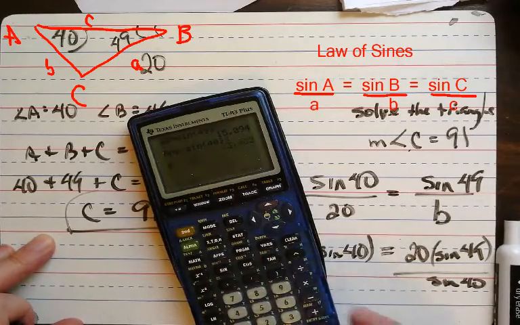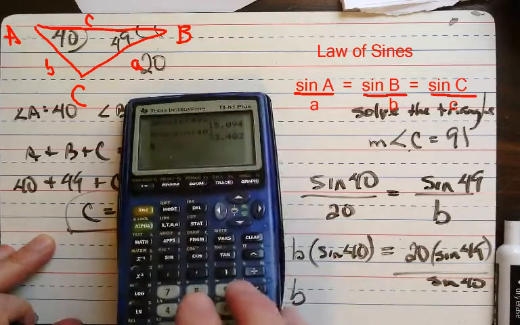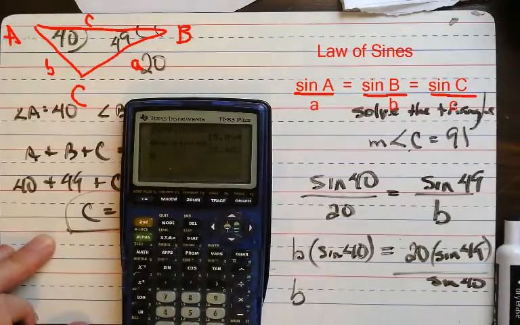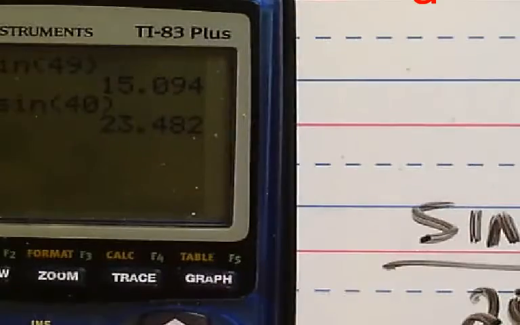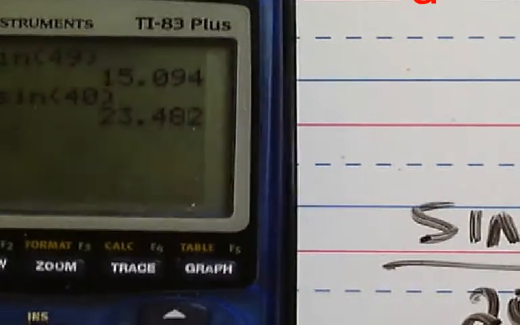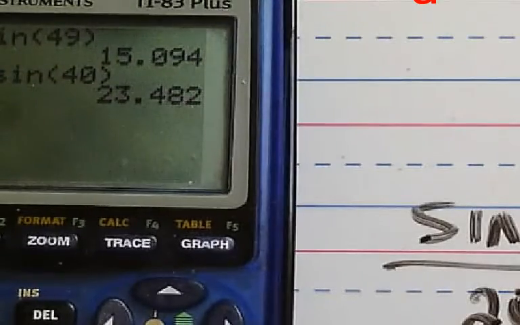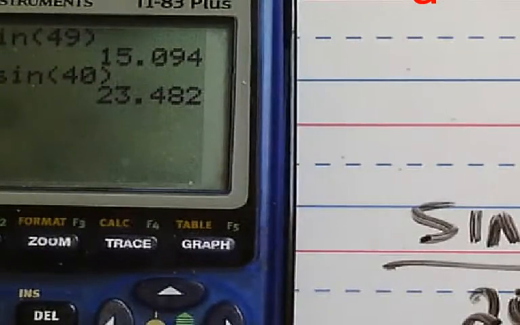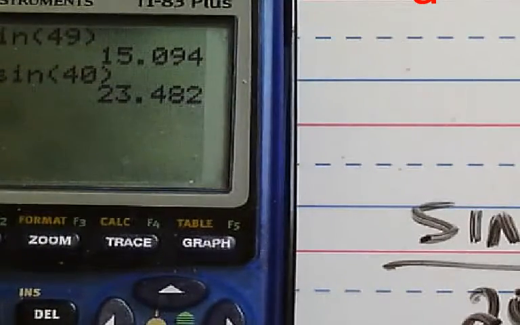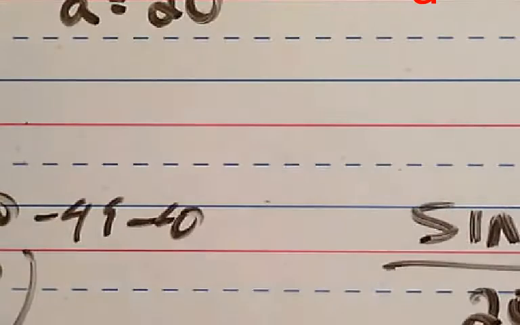So I did both those things, and can we see that? You can't see that, can you? Let's zoom in. What do we got there? We got 23.482. I'd round that to 23.5. So how long is side B? Side B is 23.5. Ta-da!